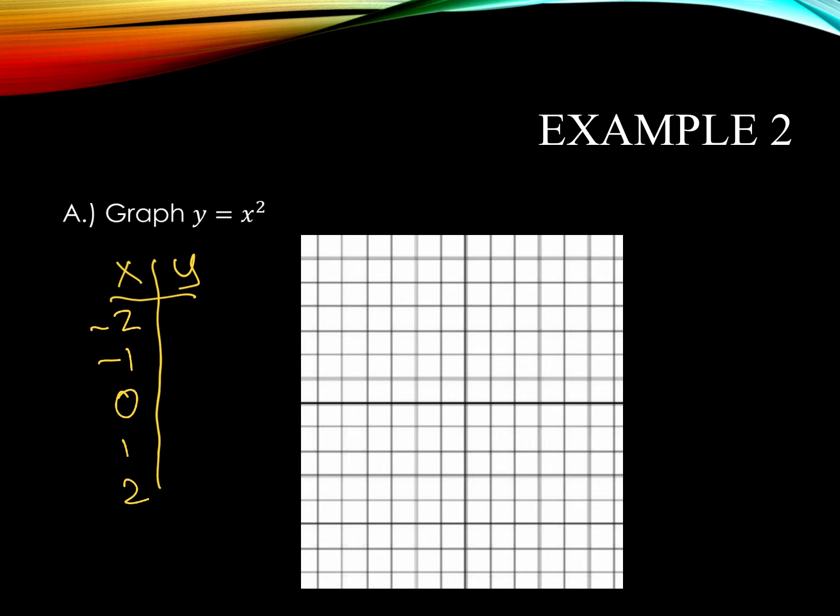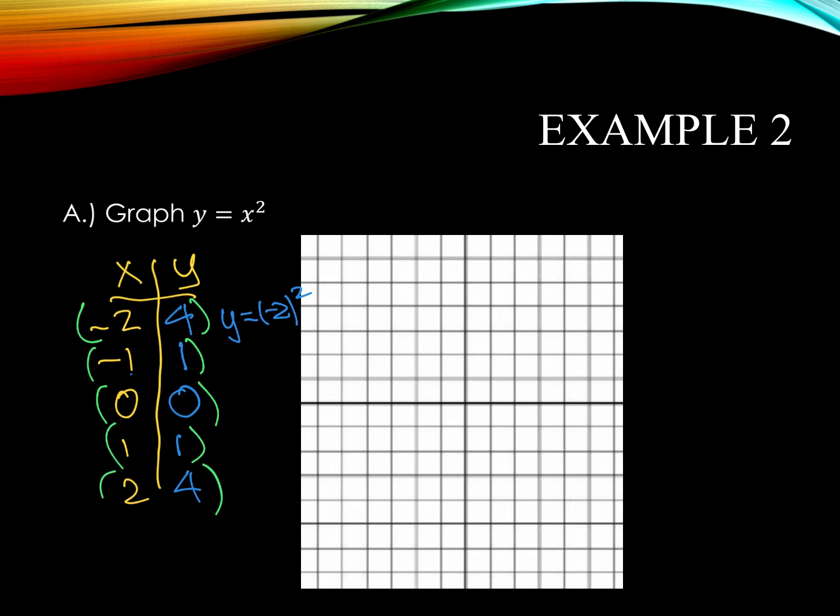So for this first one, I have y equals -2 squared. Well, -2 times -2 is going to give me a +4. If I plug a -1 in, -1 times -1 is going to give me a +1. When I plug 0 in, I get 0. 1 squared will give me 1, and 2 squared will give me 4. So now if you notice, you have all these coordinate points that you can now go ahead and plot.